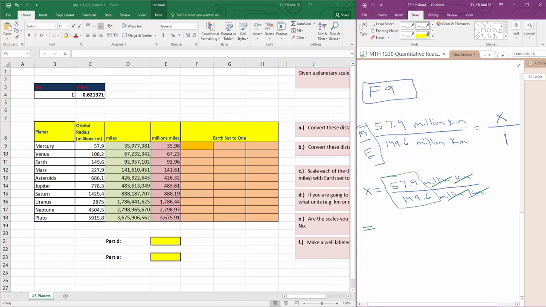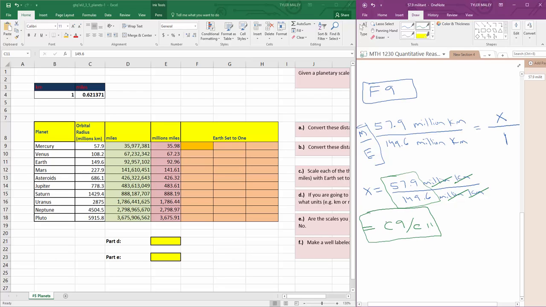So I'm going to have equals. So this 57.9 number is cell C9, right? So this will be cell C9. And I want to divide it by the Earth. So this 149.6 number, which is cell C11, looks like C11. Right, let me double check. So here's C9, here's C11, right? Yep.